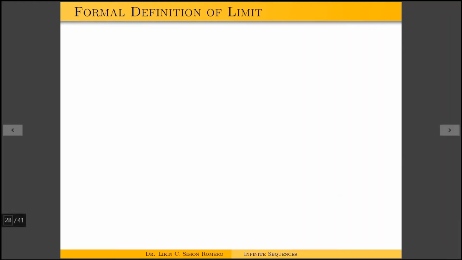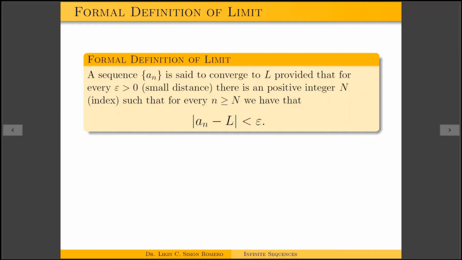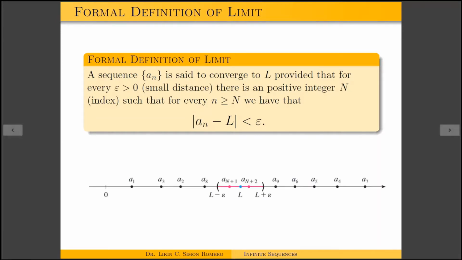All right, so now we're talking about the formal definition of a limit. Just reading the definition here, we see that a sequence a_n is said to converge to a number L, provided that for every epsilon greater than 0, there exists some positive integer, capital N, such that for every little n greater than or equal to capital N, we have that the absolute value of a_n minus L is less than epsilon.